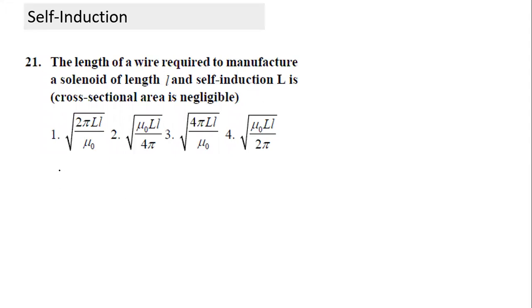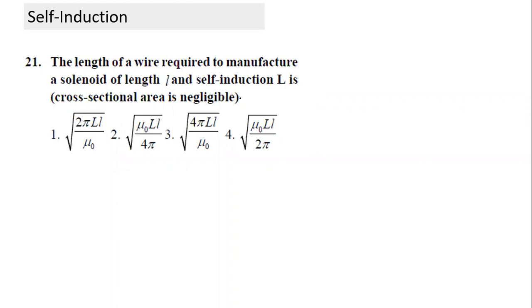Let's look at some simple applications of the same. Most of what we have done are direct applications of the basic formula. Let's look at a couple of questions. What is the length of the wire required to manufacture a solenoid of length L so that it has a self-inductance of L? The cross-section area is negligible.